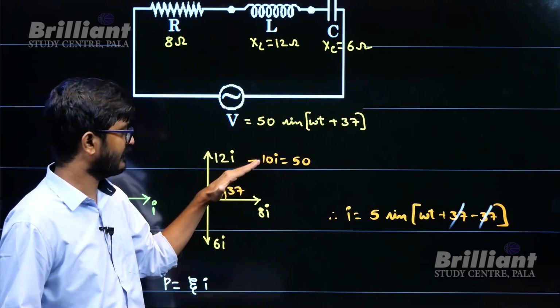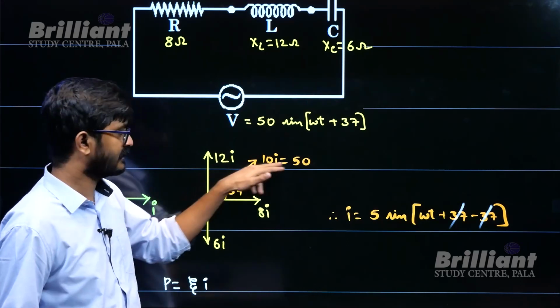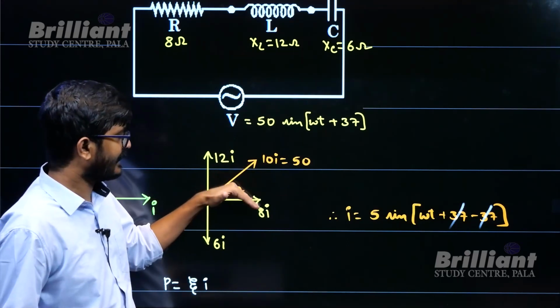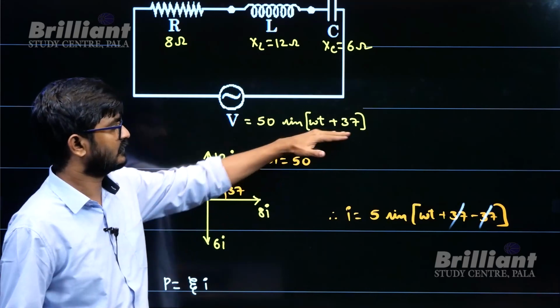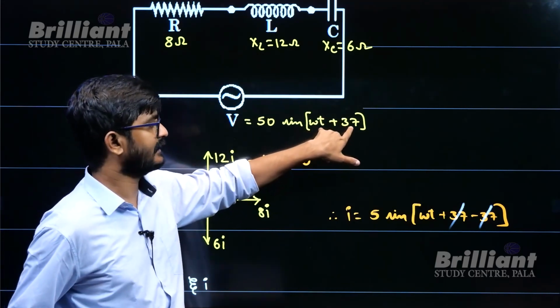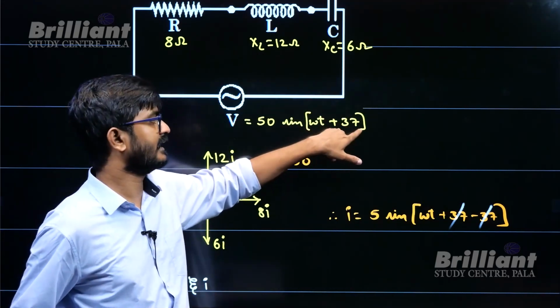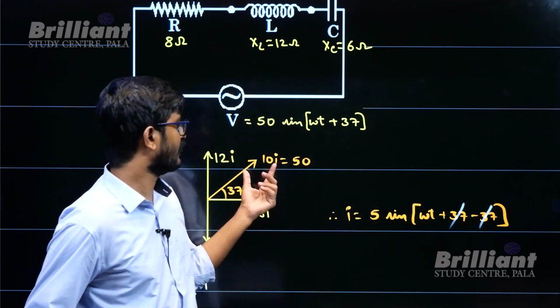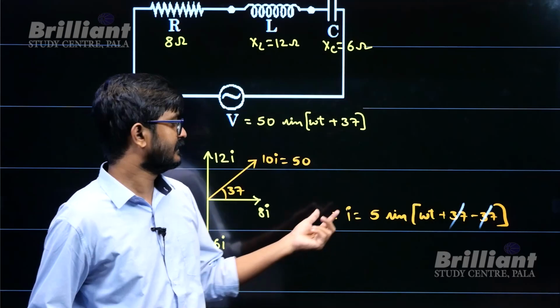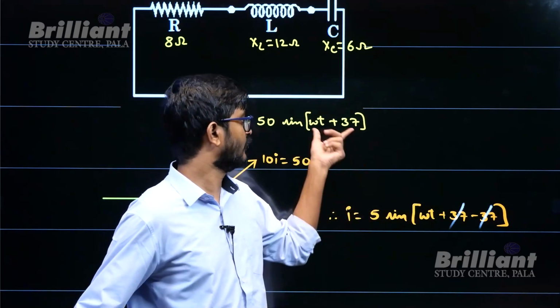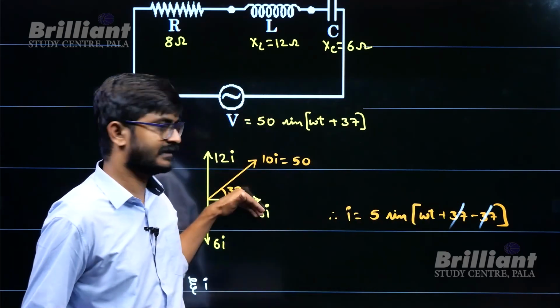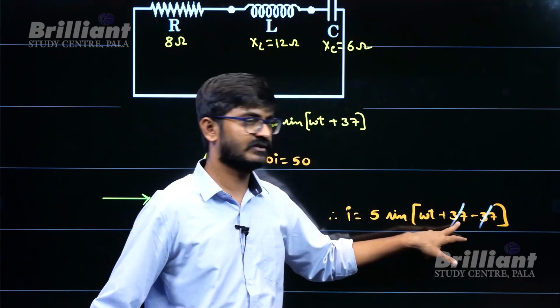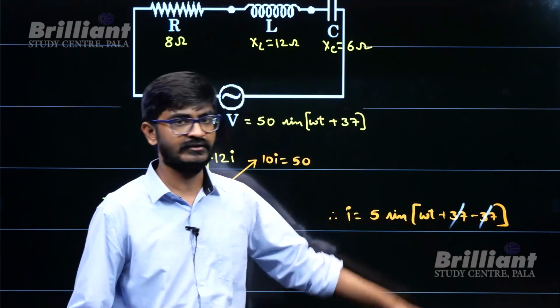So I maximum is 5, and the current is lagging the source voltage by 37. So we get omega t plus 37 minus 37 because of lagging by 37. If I want to write the instantaneous current, it is the maximum value into sine of omega t plus 37, and lagging by 37, so minus 37. This one and this one will get cancelled. So instantaneous current will be 5 sine omega t.